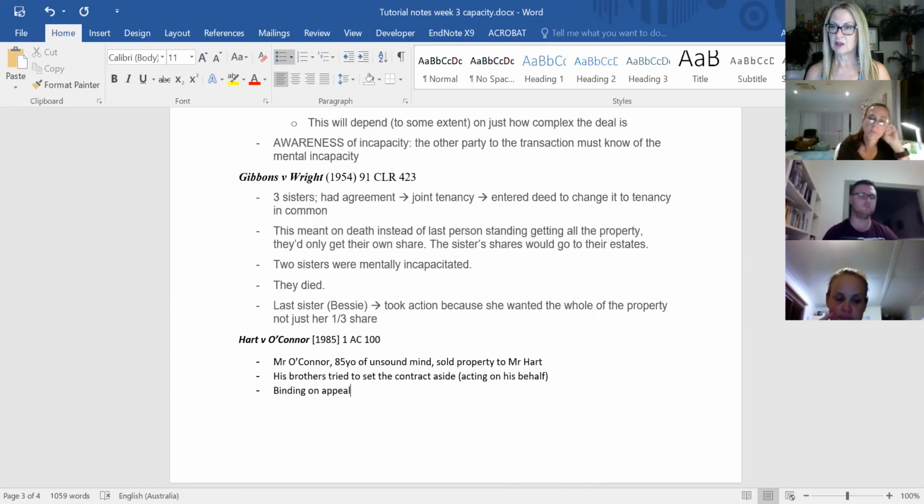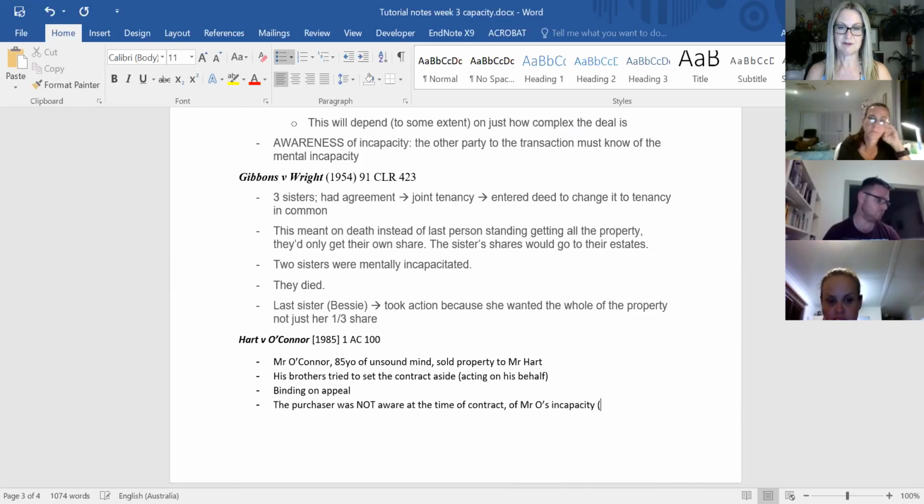Yeah. So here we have the purchaser was not aware at the time of the contract of Mr. O'Connor's incapacity. So he failed on the second element. I don't understand this case. Where is equity in all of this?